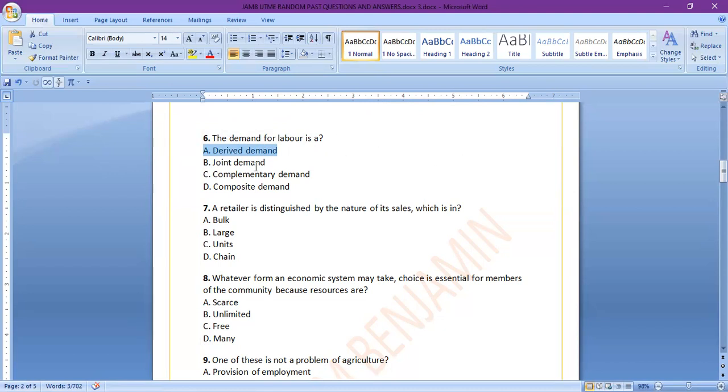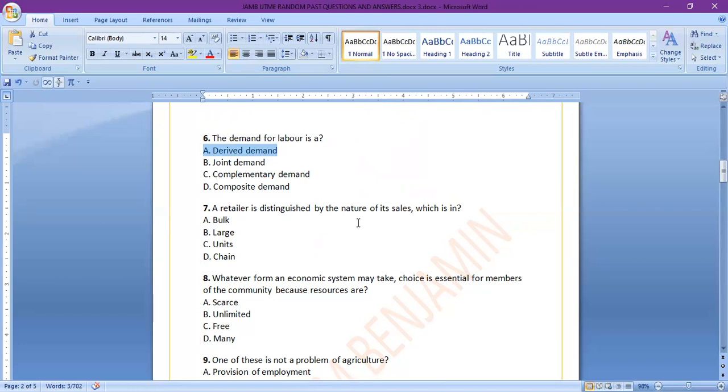I know you know what joint demand is. That's demand for two or more goods that must be together in order to satisfy one. Complementary goods is also similar to joint demand, because they have to go hand in hand. And then composite demand is similar. So the answer to this question is the demand for labor is a derived demand.